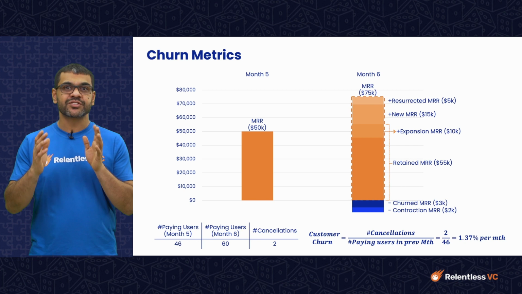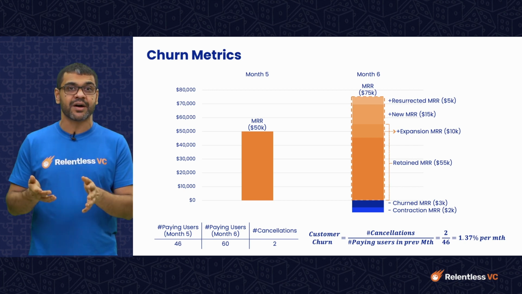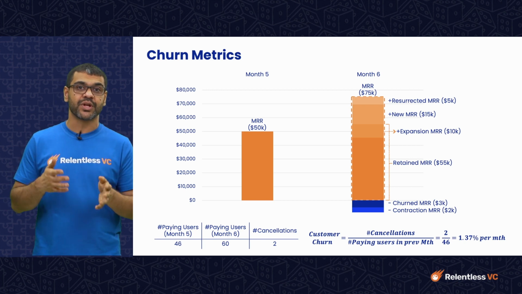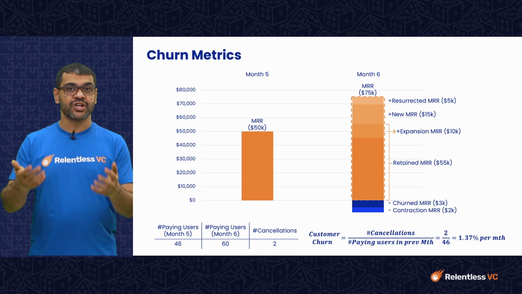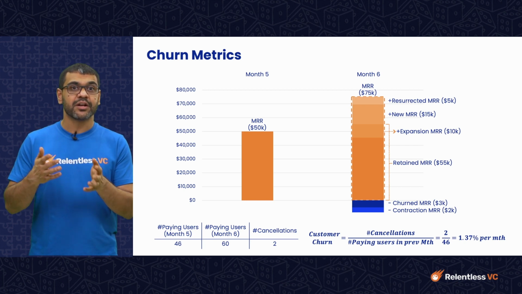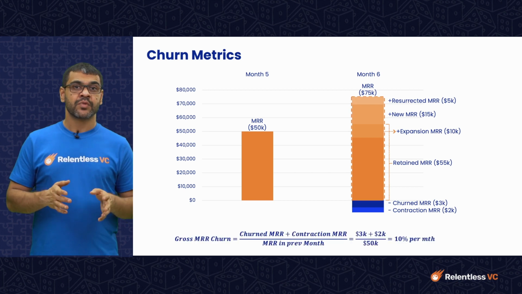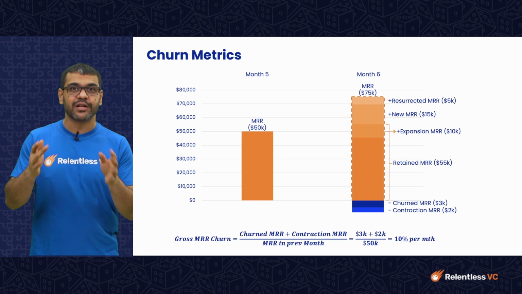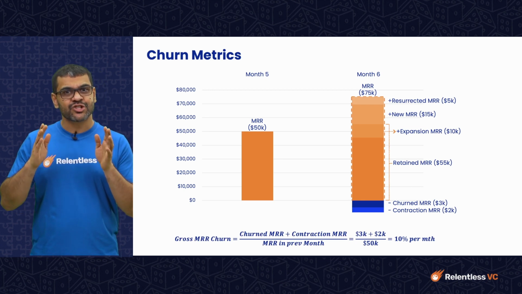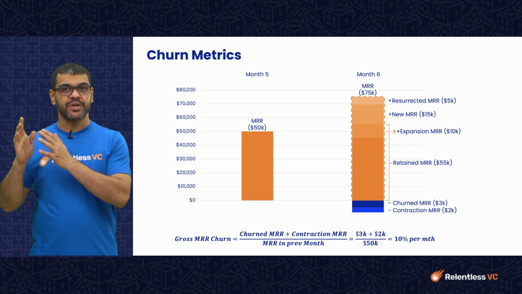The problem with customer churn is that it does not take into account the proportion of MRR that the churned customers were contributing. So, if a large customer with a lot of MRR churns, customer churn may remain low even though the MRR would have taken a bigger hit. To solve this problem, startups track gross MRR churn or value churn. It is defined as churned MRR plus contraction MRR divided by MRR in the previous month.